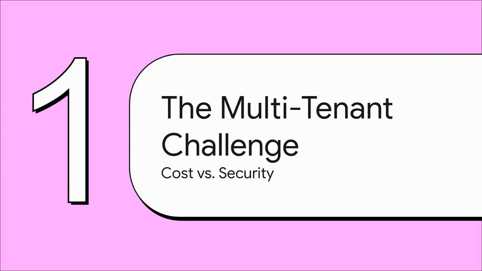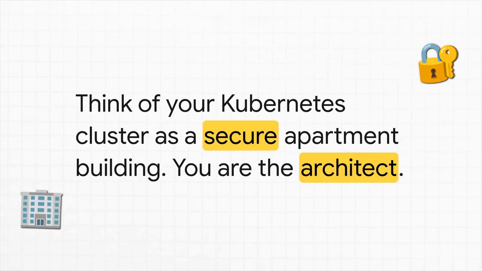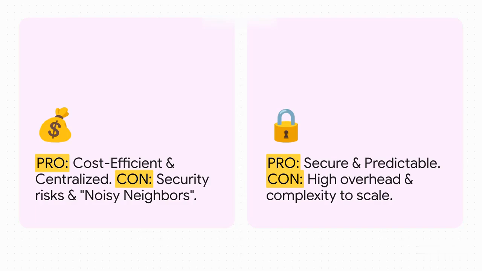Okay, let's start with the core conflict. On one hand, you've got this amazing promise of huge cost savings and super easy centralized management from a shared cluster. But on the other hand, you have the absolute non-negotiable need for ironclad security and isolation between your tenants. The best way to wrap your head around this is to imagine your Kubernetes cluster as a high-end apartment building. And you're the architect. Each tenant gets their own apartment, sure, but they're all sharing the same foundation, the same plumbing, the same electricity. Your job is to make sure nobody can break into their neighbor's apartment or hog all the building's hot water.